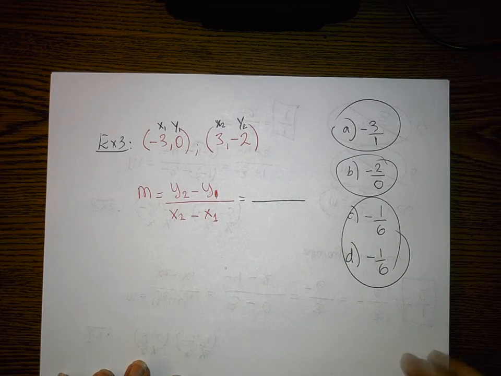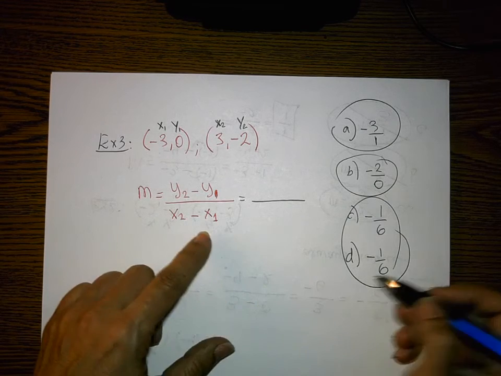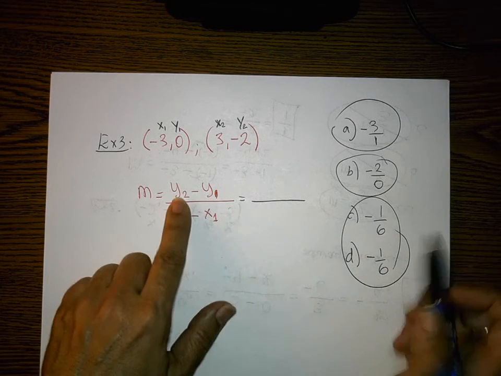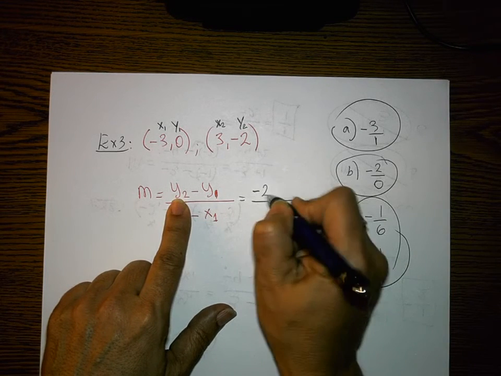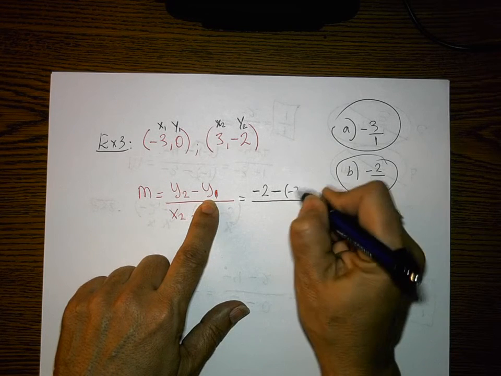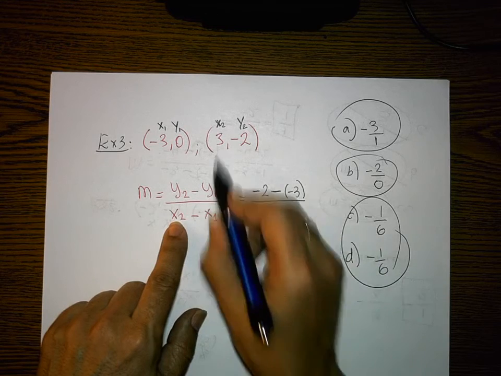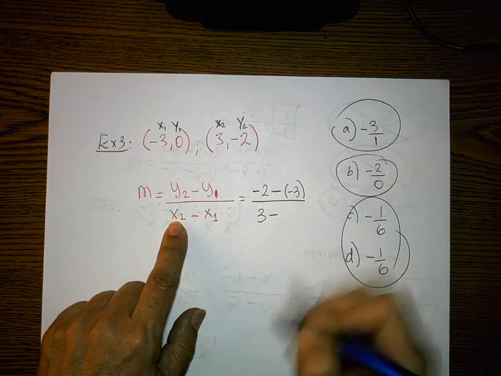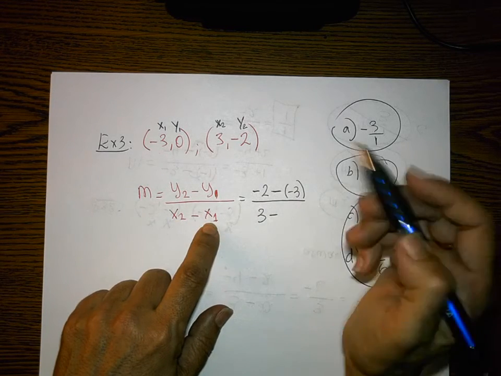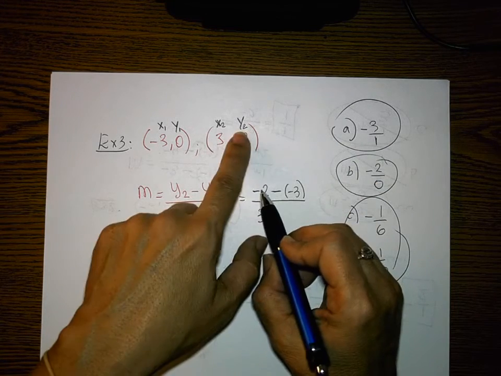Okay, so student A, B, and the CD friends here got the same answer. All right, so y2 is a negative 2, from my formula. And y1 is a negative 3. There we go. Okay, I put in parentheses. And then I have x2, which is a 3, minus, from my formula, x1. I messed it up, huh? Okay, so negative 2 is my y2, minus a 0.